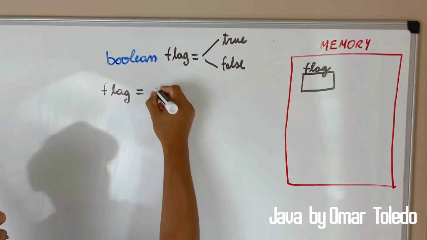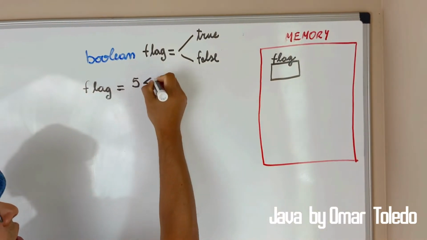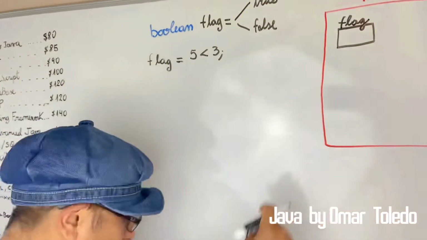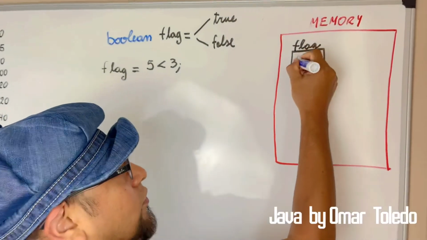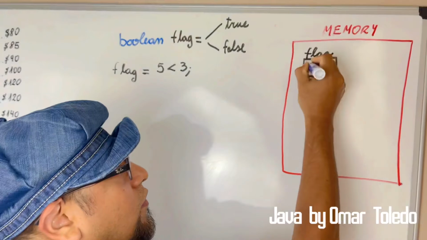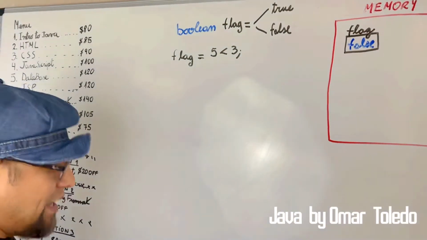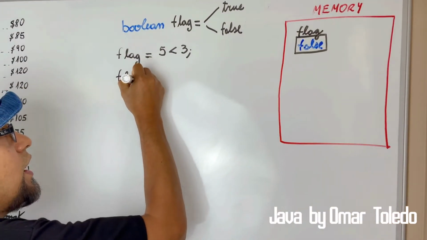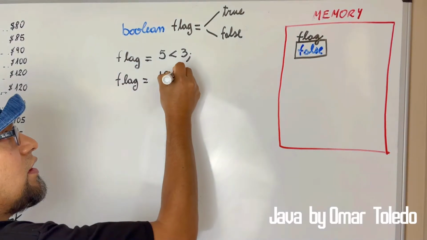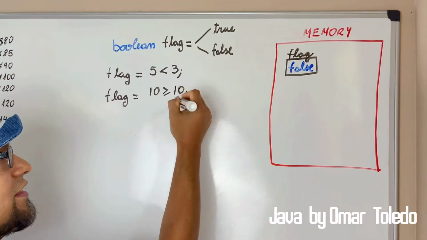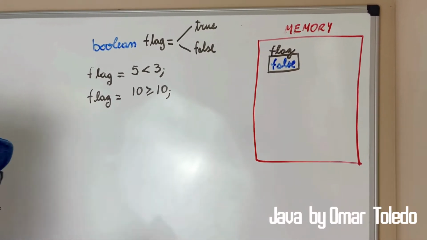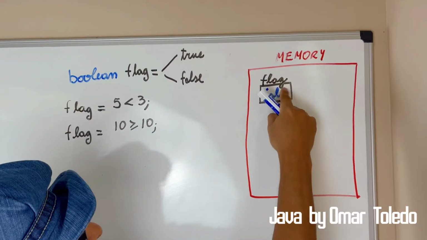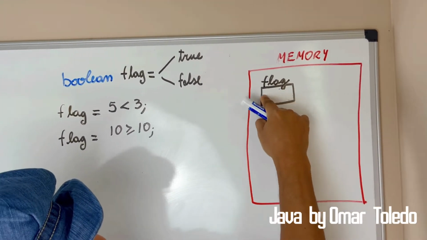and the assignment operator and say, for example, flag equals 5 is less than 3. True or false? False. So now what is inside the variable? False. Now what happens if you do another operation? Flag equals 10 greater than or equal to 10. Is 10 greater than or equal to 10? Yes. So what do we have in flag now? True. We assign true in our container, in our variable.